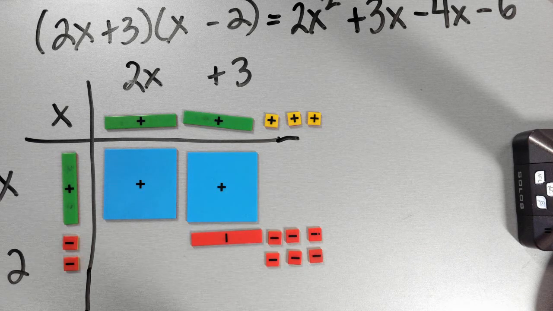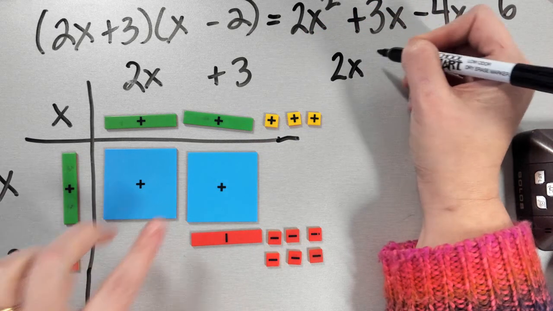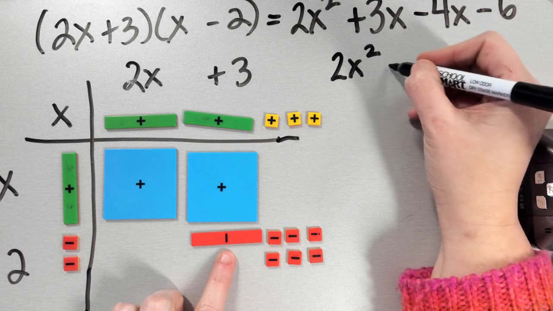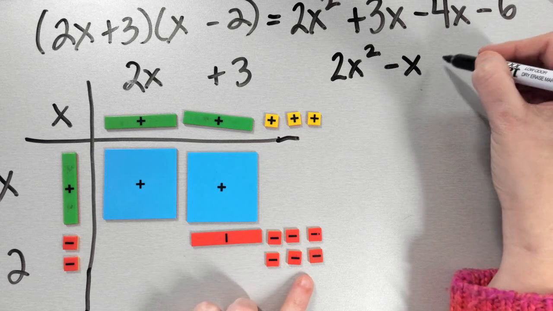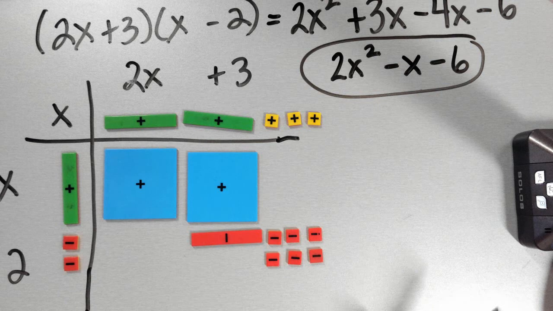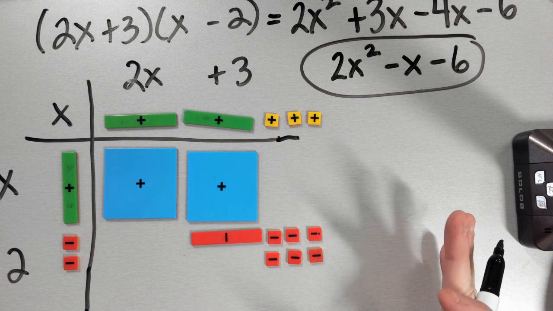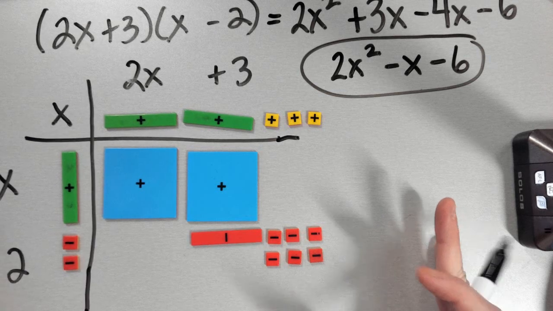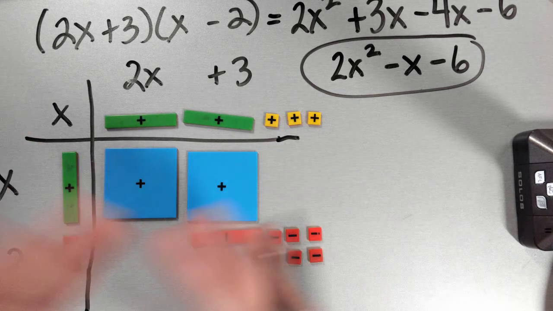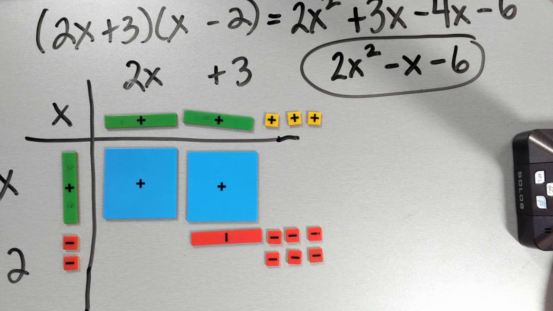So what's left? Well, what's left is still those 2x squareds. I've got a negative x and negative 6. And that's my final answer for this particular modeling problem. Okay? I know this modeling video seems really long. It's just that modeling is something you maybe haven't done, definitely haven't done with this. So I want you to know how to do it.